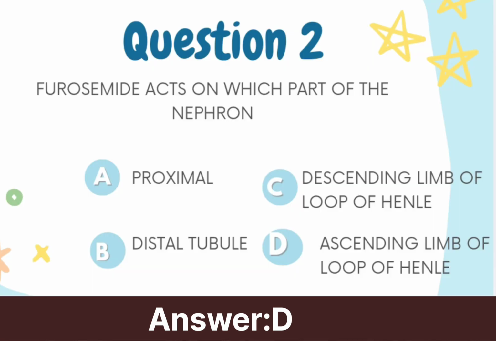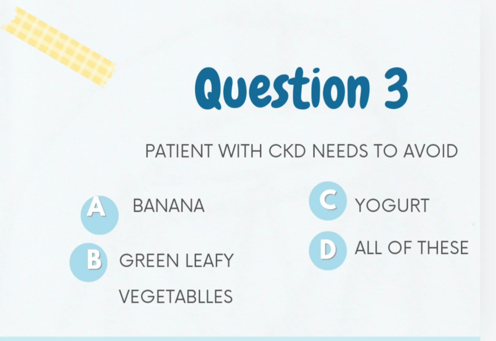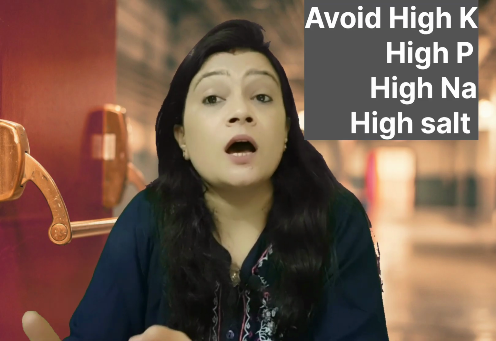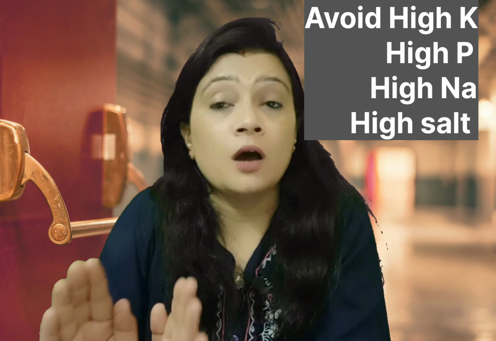Okay. Now, a patient with CKD needs to avoid banana, green leafy vegetables, yogurt, and all of these. We know that in CKD patients, or chronic kidney disease patients, we have to be mindful that we should not eat high potassium, high phosphorus, high sodium. We should avoid all the things which have high potassium, high sodium and high phosphorus, right? But we have to take a high protein diet.